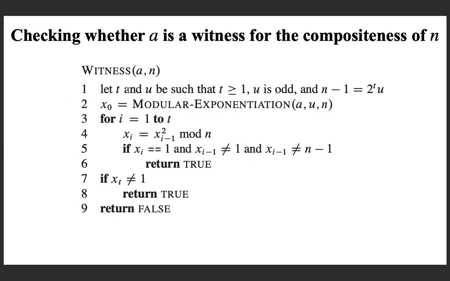Okay, so you obtained t and u such that n minus 1 can be written as 2 to the power t multiplied by u. And previously we observed that you can find a to the power n minus 1 by repeatedly squaring a to the power u. So initially you have to find a to the power u mod n. For that we are calling the modular exponentiation algorithm that we learned in the previous lecture.